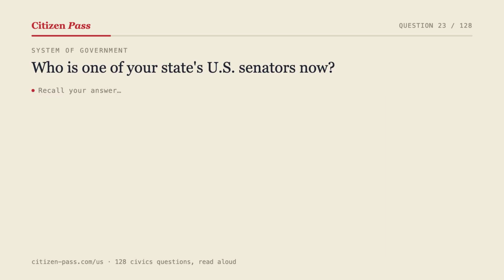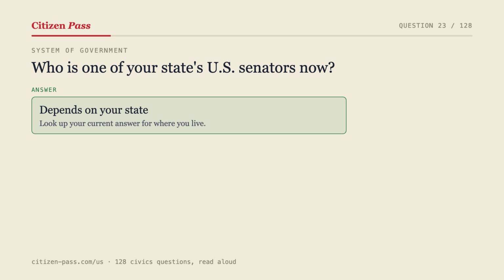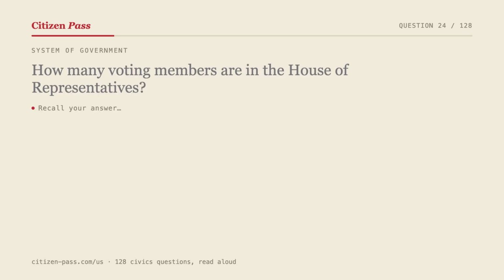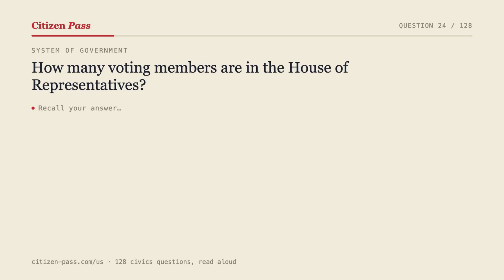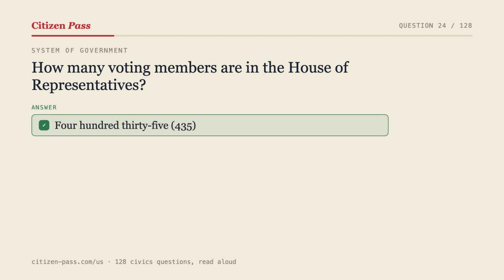Who is one of your state's U.S. senators now? This one depends on your state. Look up the current answer for where you live. How many voting members are in the House of Representatives? The answer is 435.